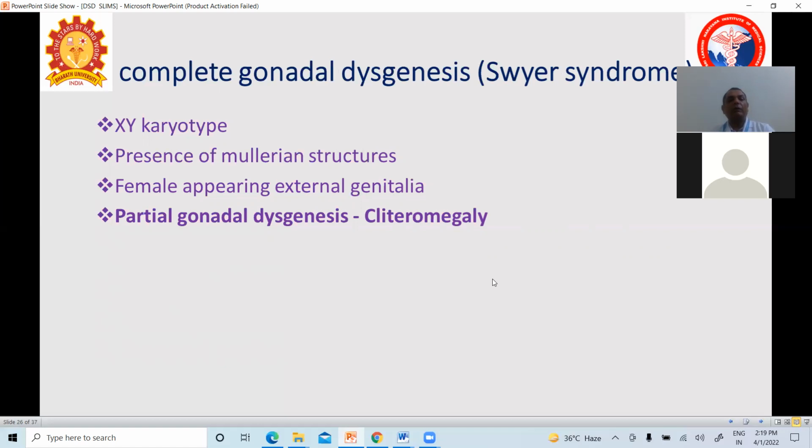I told you again that the default setting is that the embryo wants to develop into female structures, both internally and externally. You have to suppress the expression of the Mullerian duct so that the embryo can develop into male structures. And in cases of partial gonadal dysgenesis, clitoromegaly can take place.